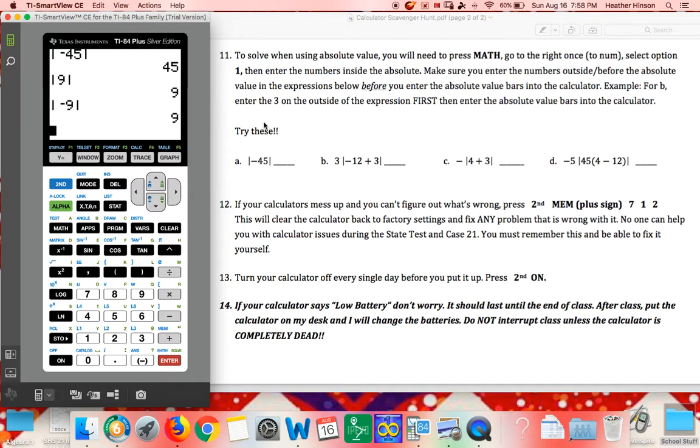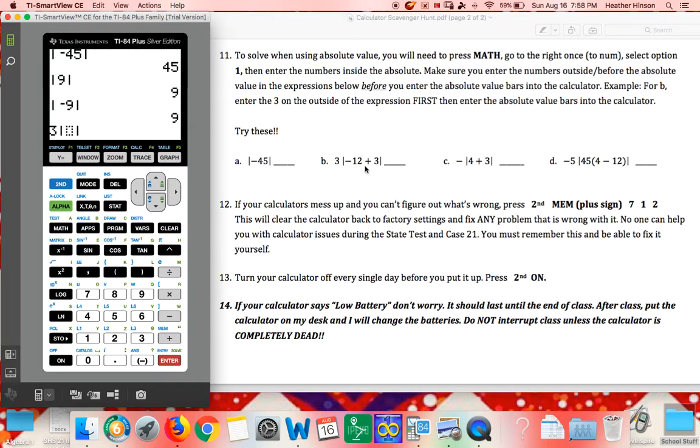Okay, for B, remember, we've talked about this a couple times. It's very important that you plug it in exactly how you see it. The first thing on our problem is not an absolute value bar. The first thing is 3. So we have to make sure we plug in 3 first. Then we go get our absolute value bar. So remember, we're going to go to math, over here on the left, right underneath alpha. We're going to go over to num, click the right button, and then we want abs. So just click that one.